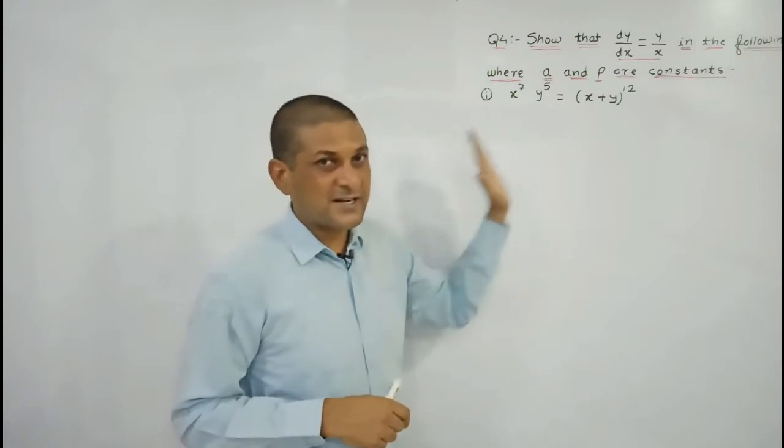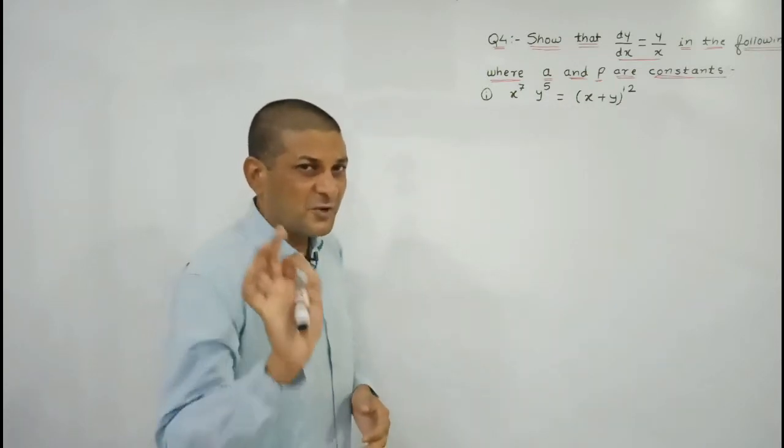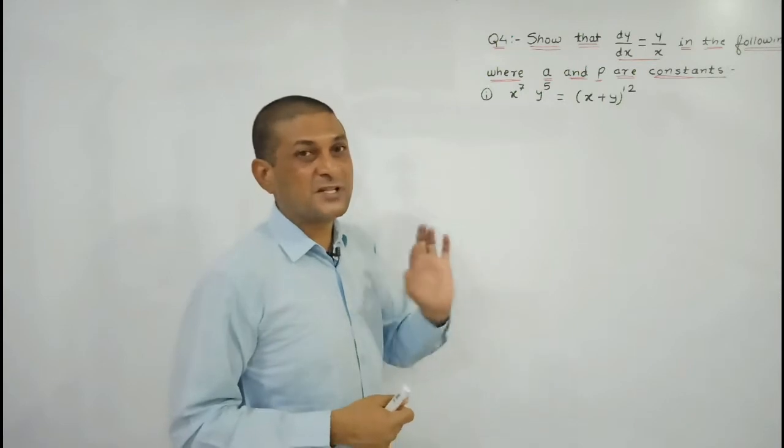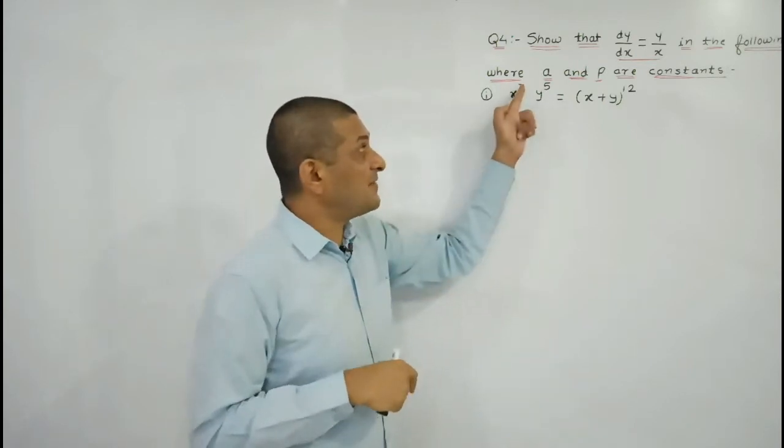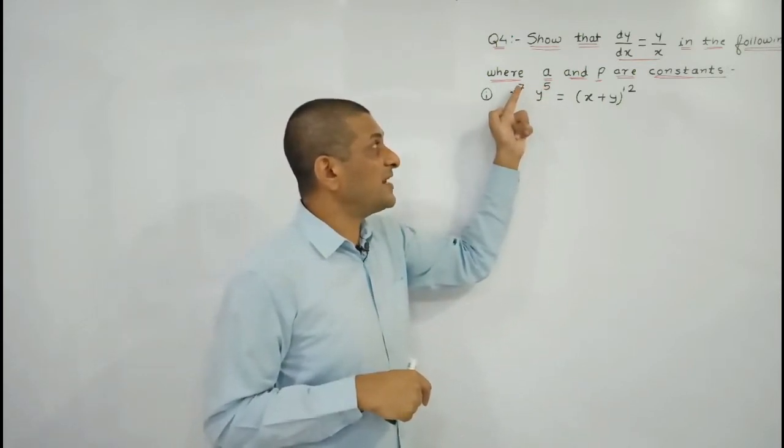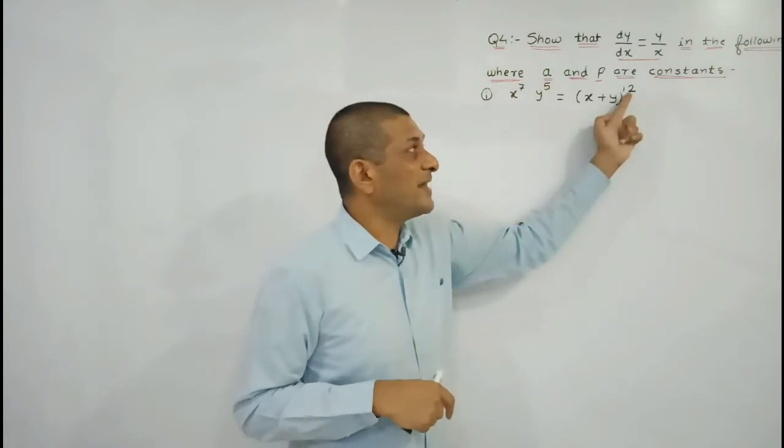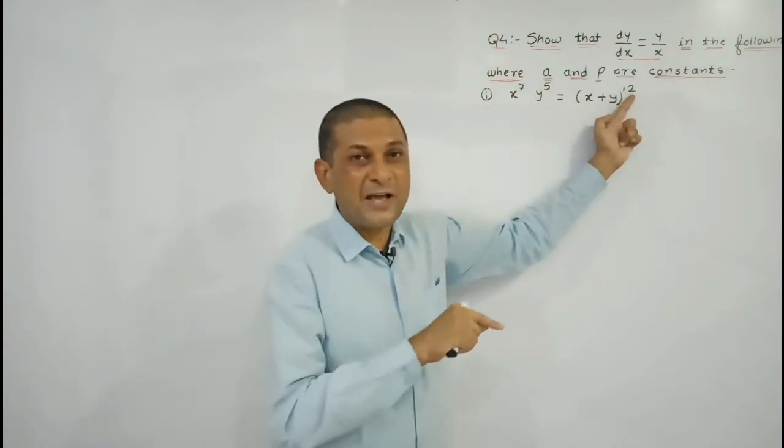Isn't it? On this side product is there, on this side addition is there. If you observe the power very carefully, observe the power of x and y, 7 and 5. What is the addition of 7 and 5? 7 plus 5 will be equal to 12, and here the power of x plus y will be equal to 12.